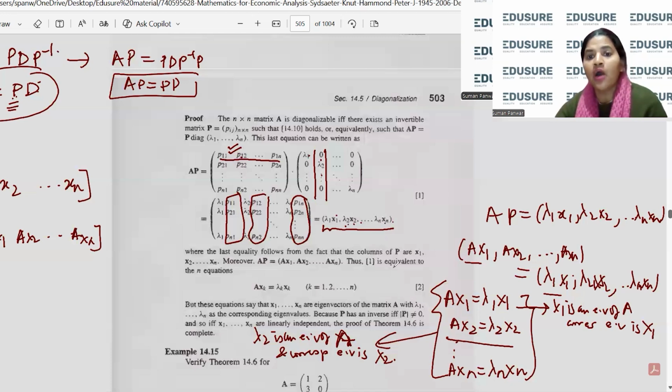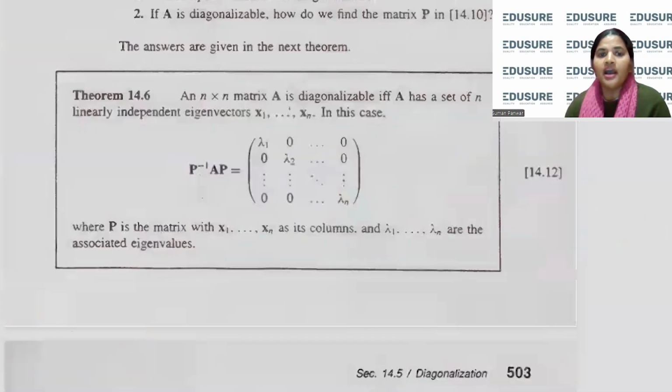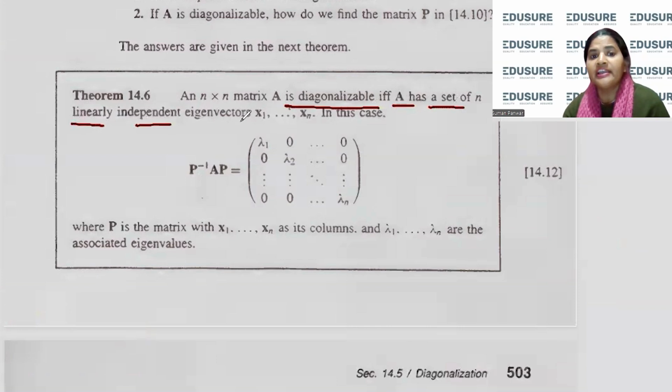Okay, so this is how this theorem is related. Now, what does the theorem say? The theorem says that an n cross n matrix A is diagonalizable if and only if A has a set of n linearly independent eigenvectors x1, x2, ..., xn such that this holds. Now, first I assume that it is a diagonalizable matrix, and then I was able to get x1, x2, ..., xn as eigenvectors of P.